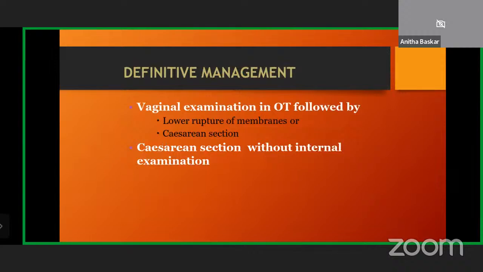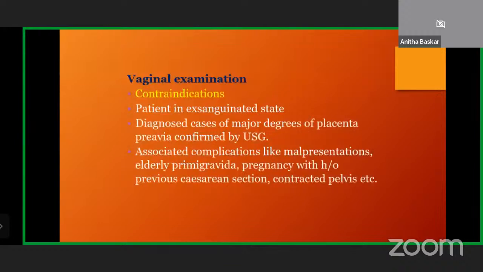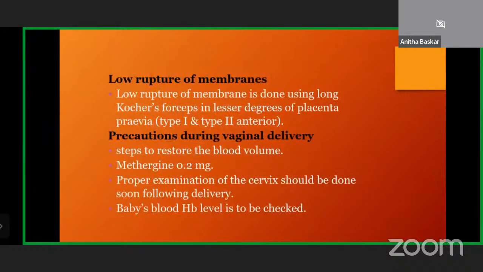Vaginal examination in OT followed by low rupture of membranes, or cesarean section. Low rupture of membranes, conducting the vaginal delivery, is for type 1 and type 2 placenta. And cesarean section, we come to the contraindications for the vaginal examination. If we already know it is a major degree of placenta previa, and it is associated with an elderly primigravida, malpresentation, or contracted pelvis, there is no role for vaginal delivery. These are the precautions to be taken for the vaginal delivery: steps to restore the blood volume, and examination of the cervix should be done.